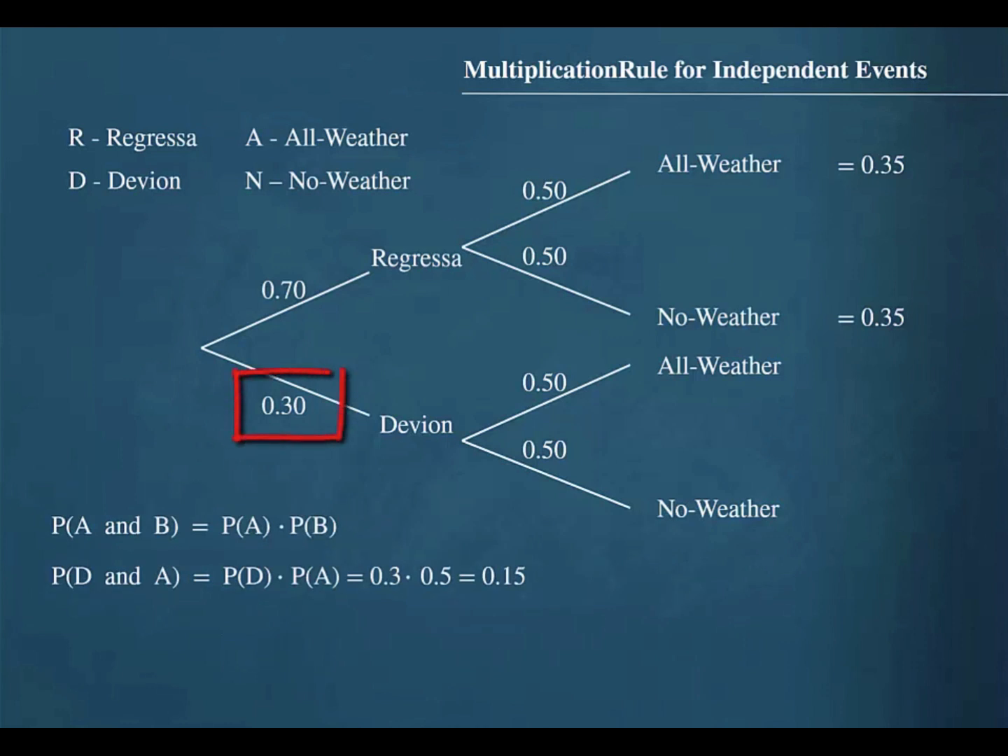Continuing this way, the probability that the customer would purchase a Devion with all-weather mats is equal to 0.15. And the probability that a Devion with no-weather mats will be purchased will also be 0.15. The sum of all branch probabilities will always be equal to 1. This makes sense since a Statista Motors customer is certain to follow one of these sequences of events.